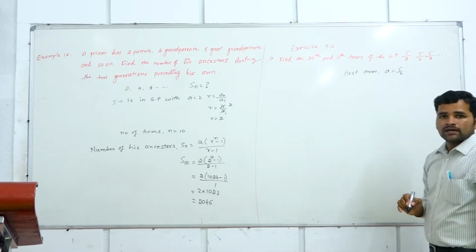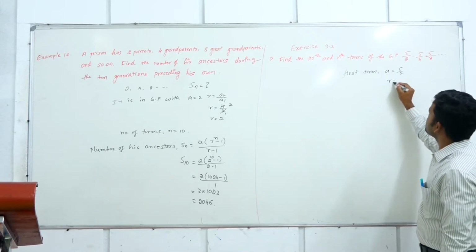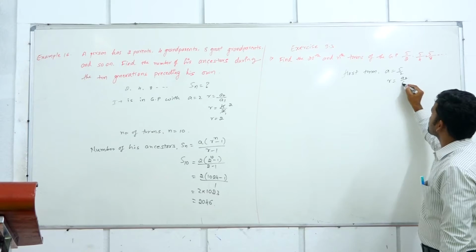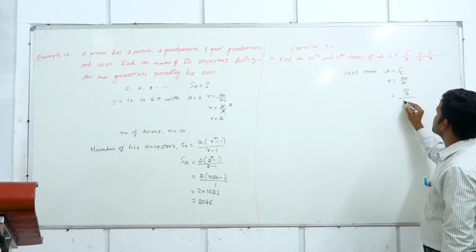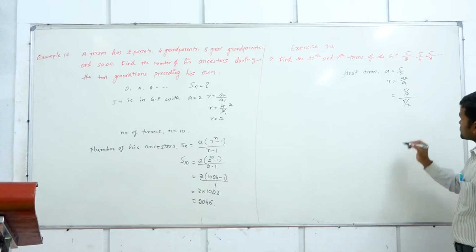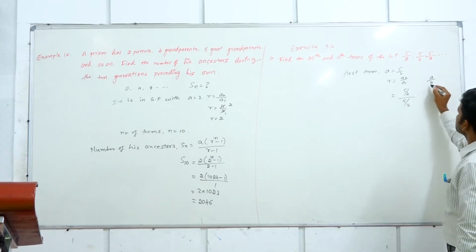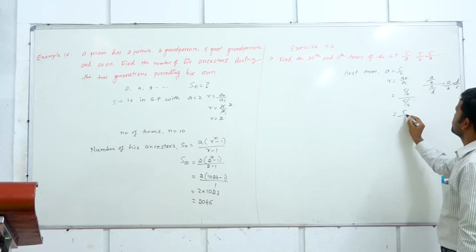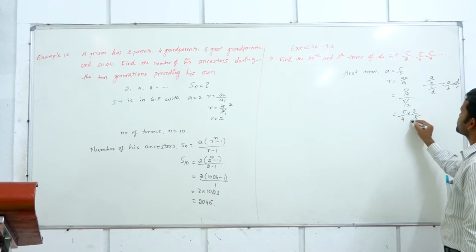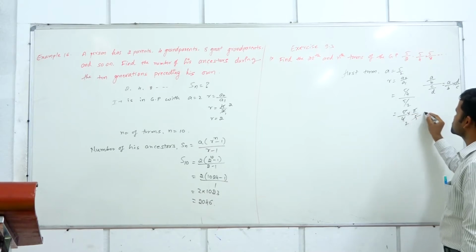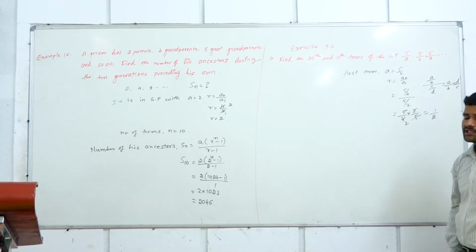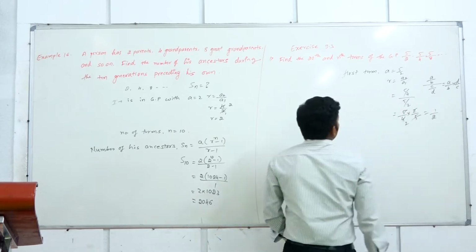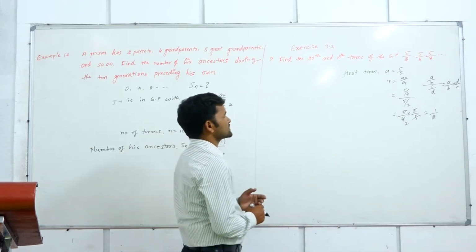5/2. What about the common ratio? Common ratio r, we know the formula, it is a2 by a1. What is a2? It is 5 by 4, whole divided by a1, which is 5 by 2. It is in the form a by b whole divided by c by d. This can be written as a by b into d by c. 5 by 4 into 2 by 5. 5 gets cancelled. 2 ones are 2, 2 twos are 4. Common ratio is 1 by 2. Common ratio we have, first term we have.